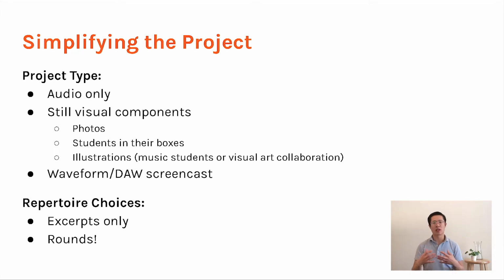Another thing to consider is just having your students record excerpts of their music, or even better yet, perform rounds. These shorter pieces are easier for students to record, easier to edit, and if for whatever reason their recording isn't satisfactory, it doesn't feel like they've wasted a huge amount of time and can potentially re-record.